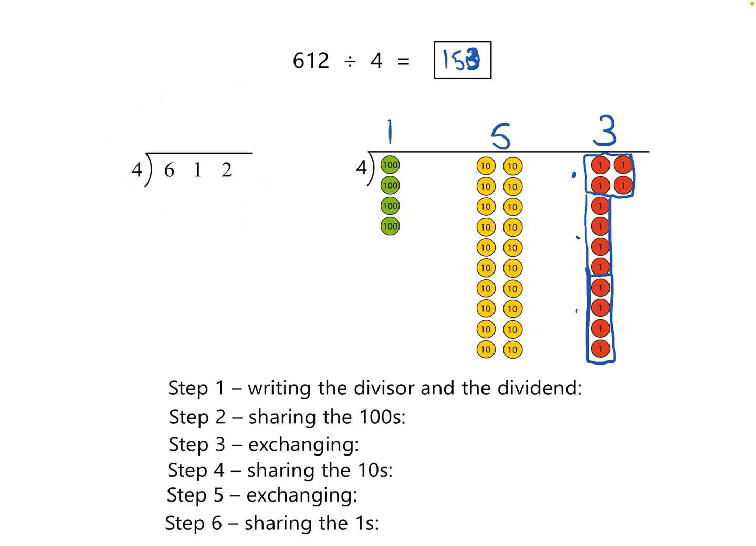Let's have a look back over here. So 4s into 6, so 4. That's one group of 4 with 2 left over. And remember, that was those 200s that we exchanged for 20 tens. So now we've got 20 tens and 1 ten. So 4s into 21, remember, that went 5 with 1 left over. And we exchanged that 10 that was left over for 10 ones. 4s into 12, 3. 153.